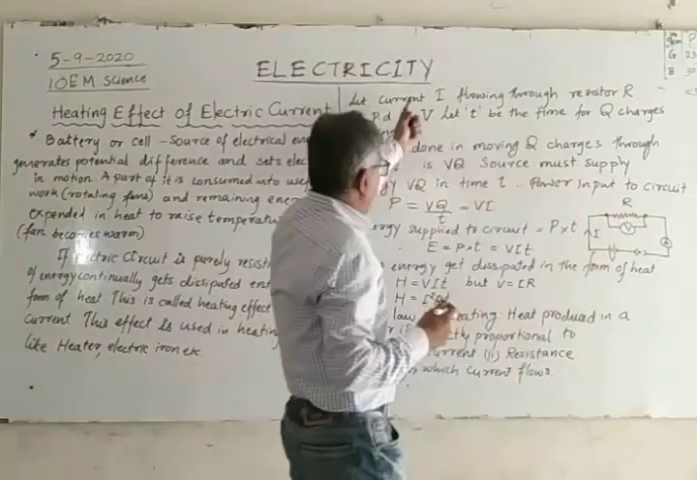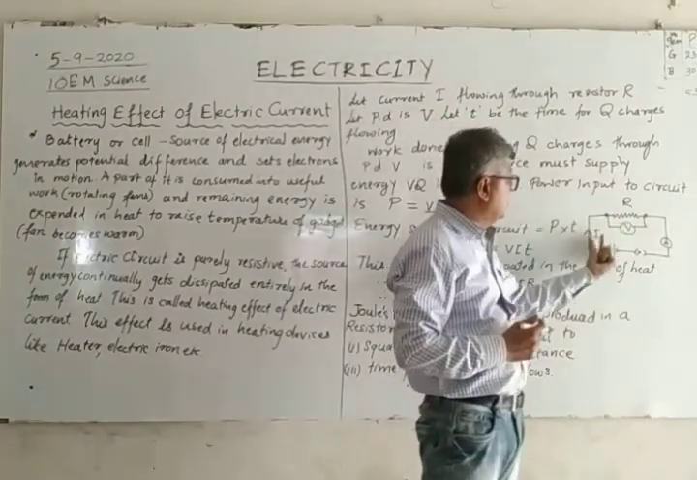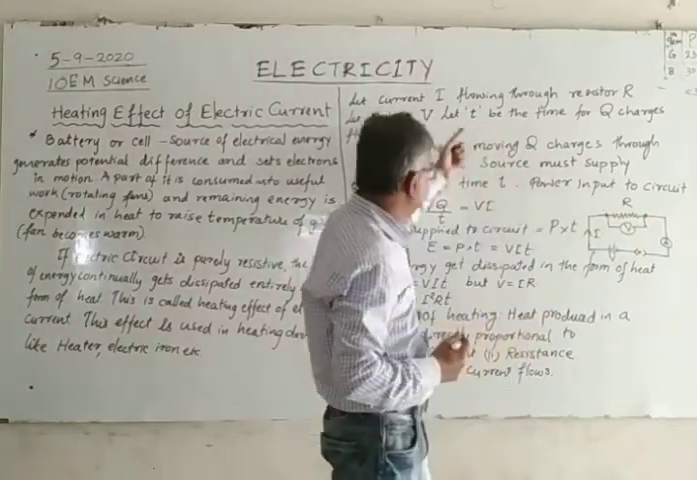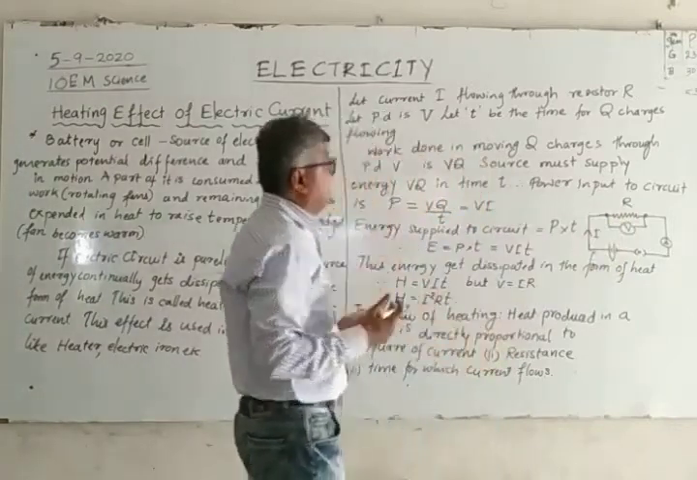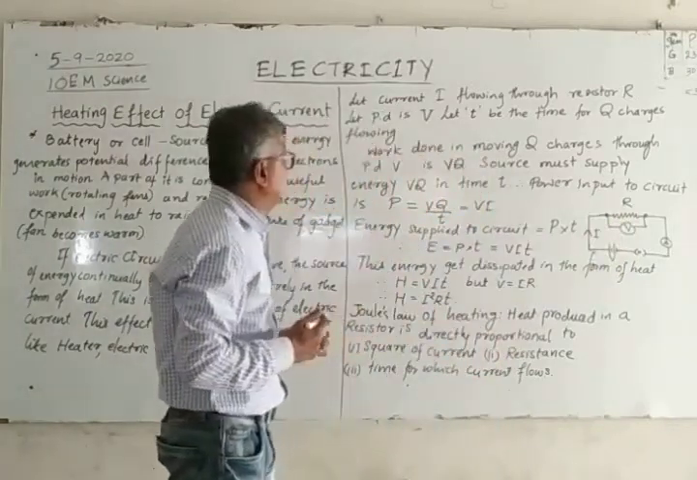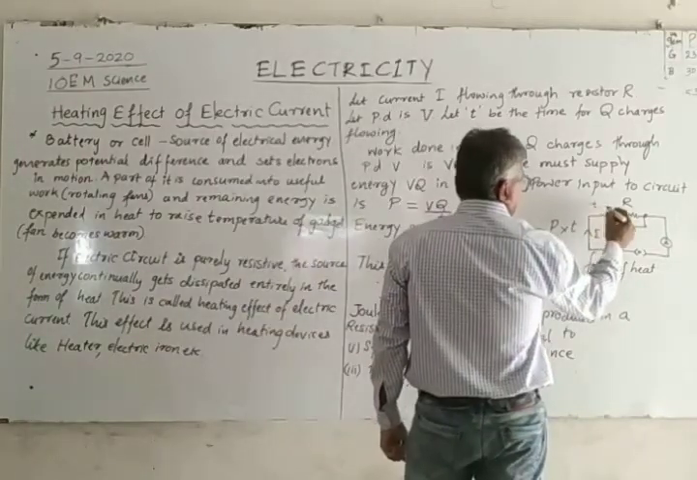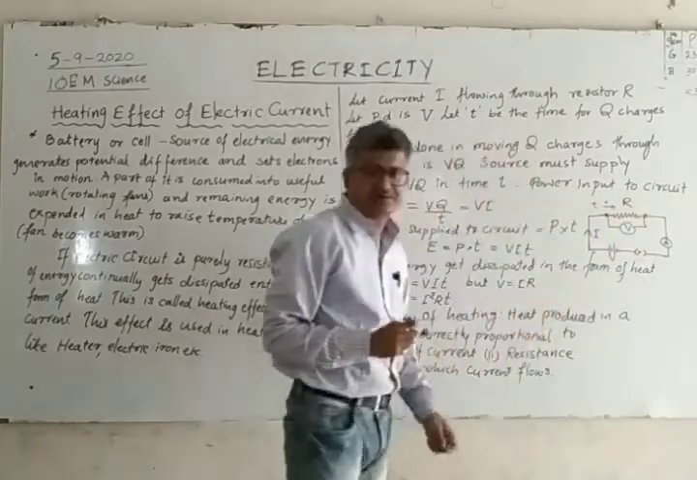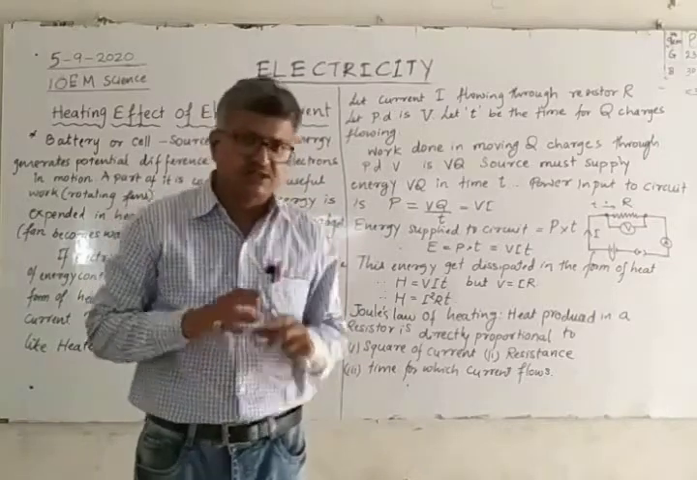So let I be the current flowing through the resistor R, and the potential difference is V across the resistance. Let t be the time for which Q charges are flowing through R. You know that electrons are moving through the resistance.